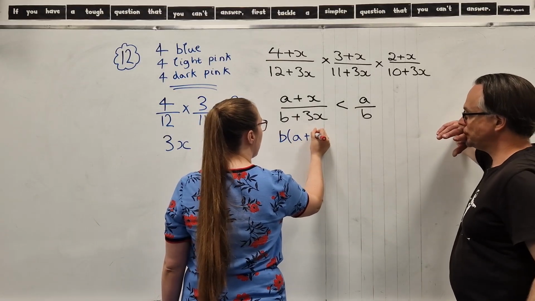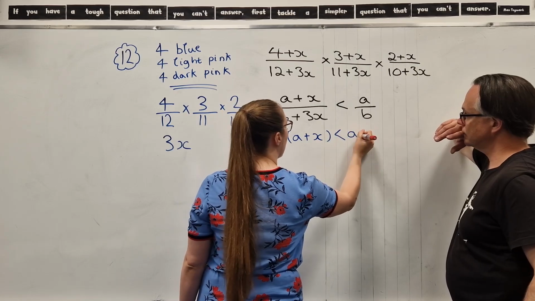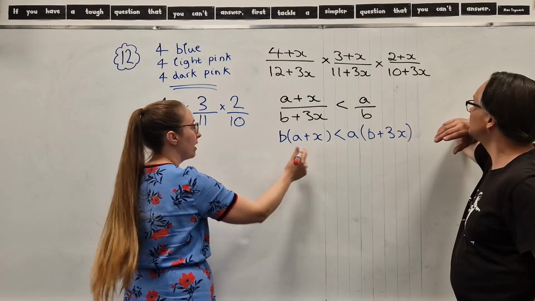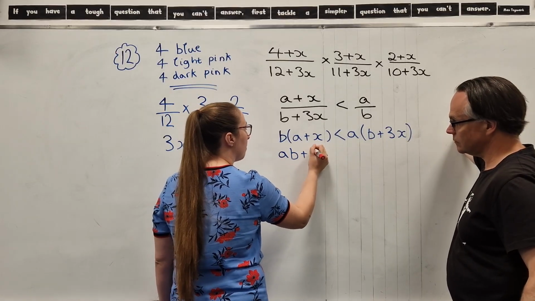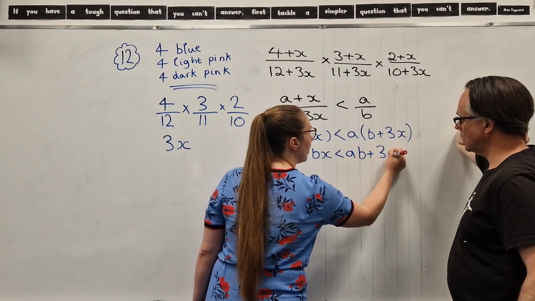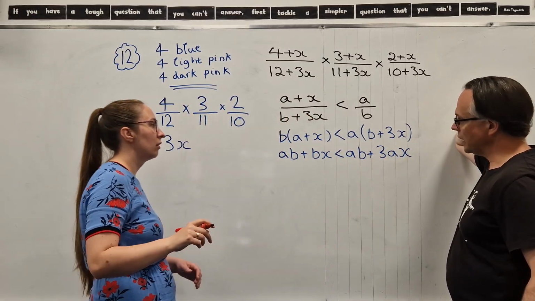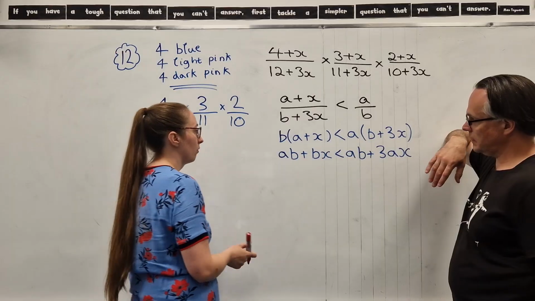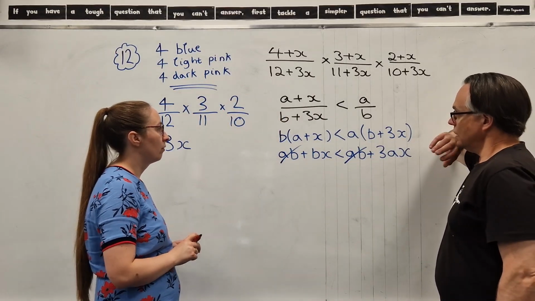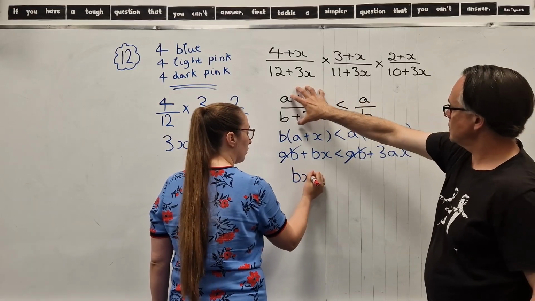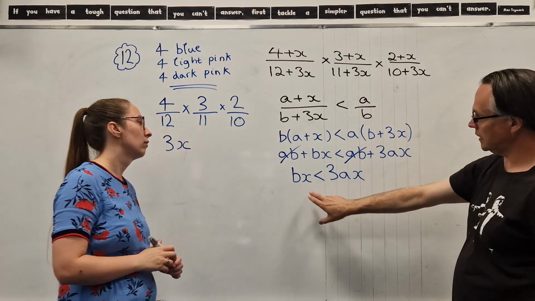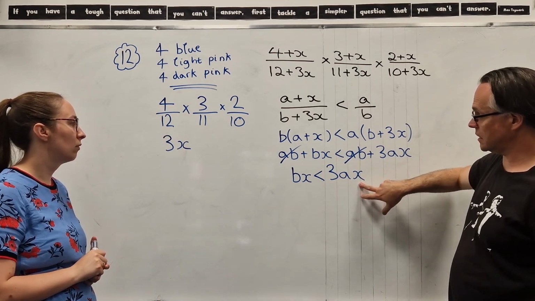Yeah, go for it. So we've got b times (a + x) is less than a times (b + 3x). And if you expand the brackets out, you've then got ab + bx is less than ab + 3ax. Now, AB is on both sides, so we can subtract that from both sides. So we can see that this fraction is less than this fraction whenever bx is less than 3ax.